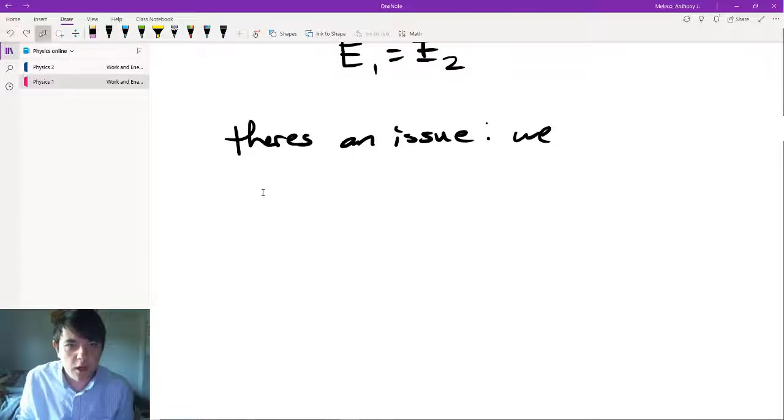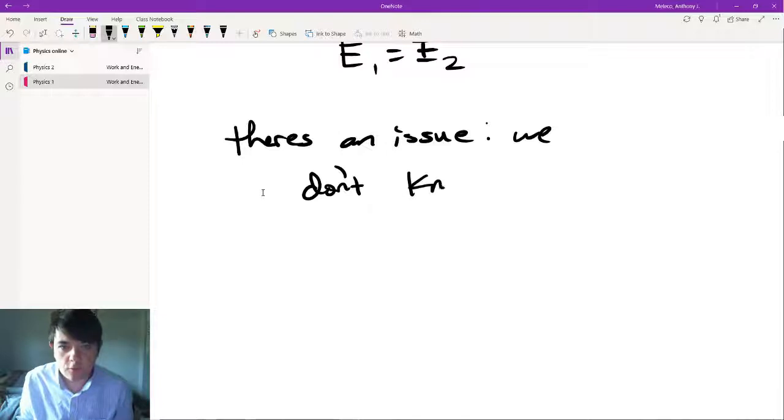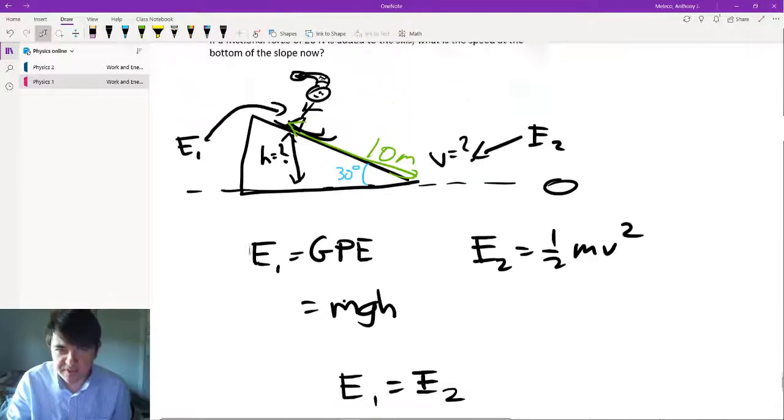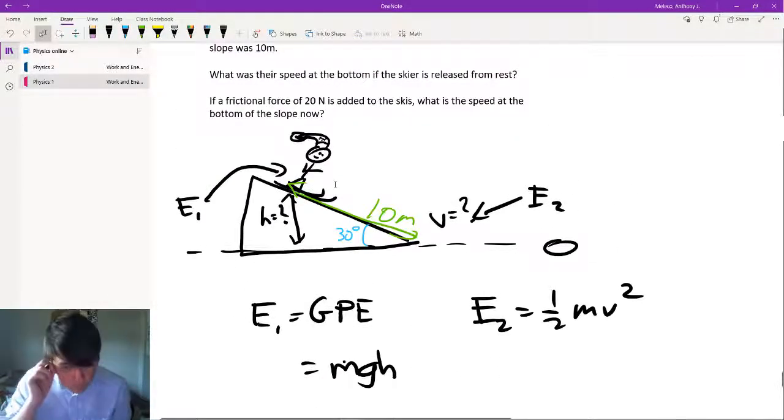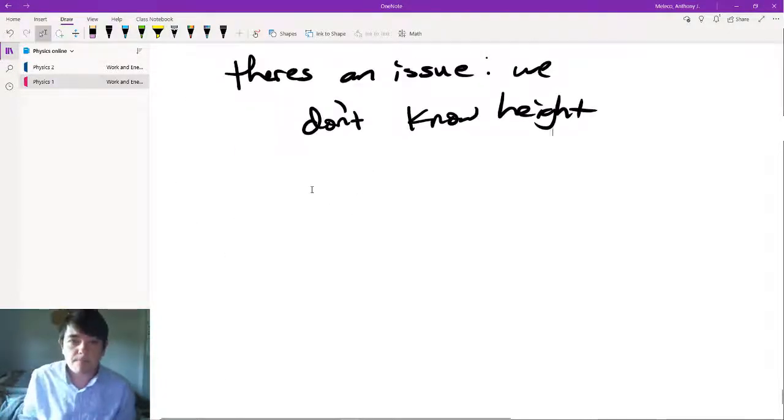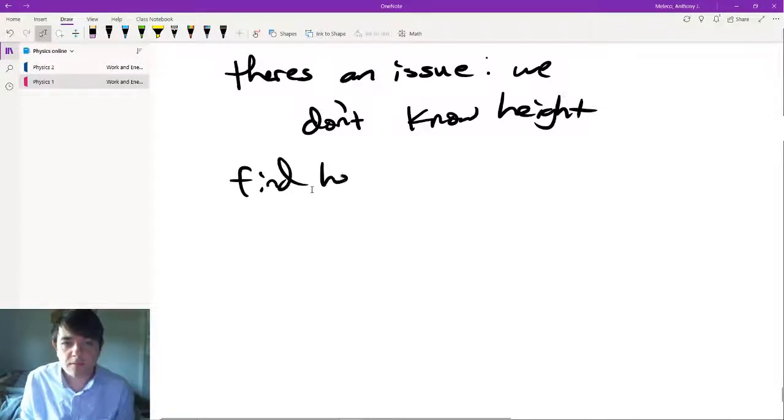So there's a little wrench in our plans, right? They threw a wrench in our plans. We don't know the height. But we do know two things that can help us get it: the angle and the distance that he travels. So if you notice, angle, distance, opposite side, this is forming a triangle for us, right? So if we can do sine, sine is opposite over hypotenuse. So we find the height.